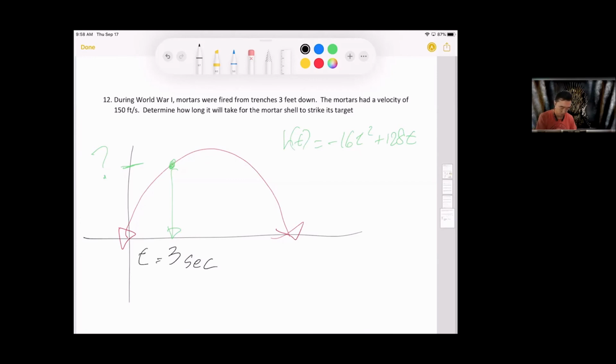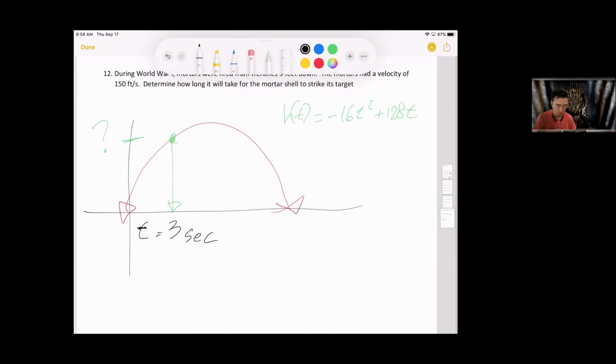Wait, Mr. Chong, are we writing this under 12? Say that one more time. Are we writing this under 12? No, this is your notes. I just don't have space on my thing to do it, so I just look for a blank spot.